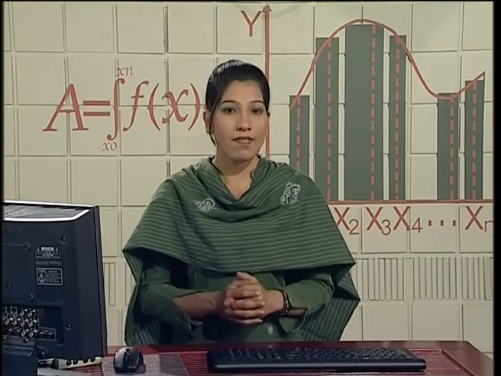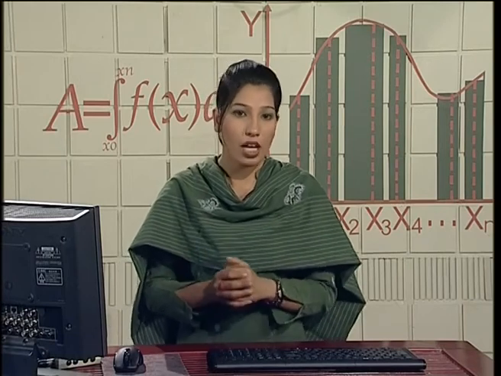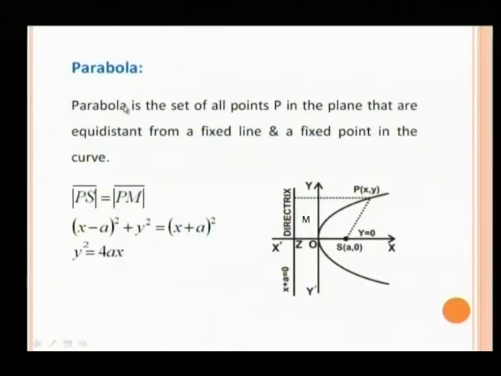You can see the definition and figure of parabola on the screen. Parabola is the set of all points P in the plane that are equidistant from a fixed line and a fixed point in the curve. You can see the figure of parabola. Here, if the distance between S and P is equal to P and M, it becomes an equation of a parabola.